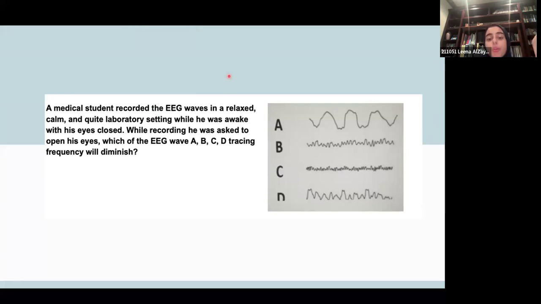I don't know if it's worded wrong, in the sense that you could have focused on the word "will diminish." You can argue that, and maybe that's appealable, but this is the answer that was available.